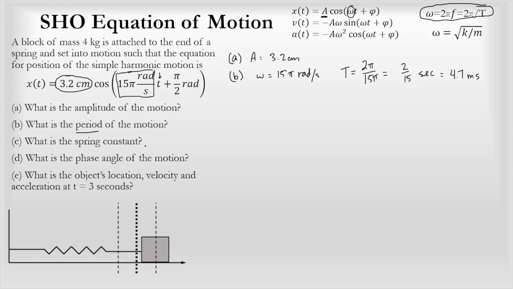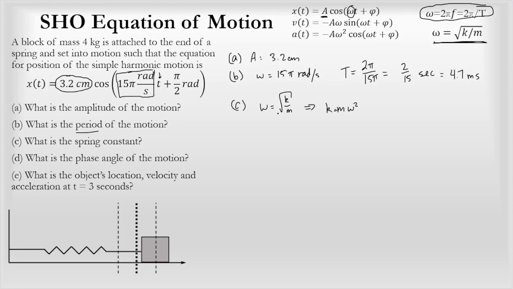What's the spring constant? Okay. We're going to have to do a little bit more work here. So the spring constant does not come up in the equation, but remember we just derived how to relate the omega to the spring constant. So I know omega equals the square root of k over m. So if I want to solve for k, I'm going to get m omega squared.